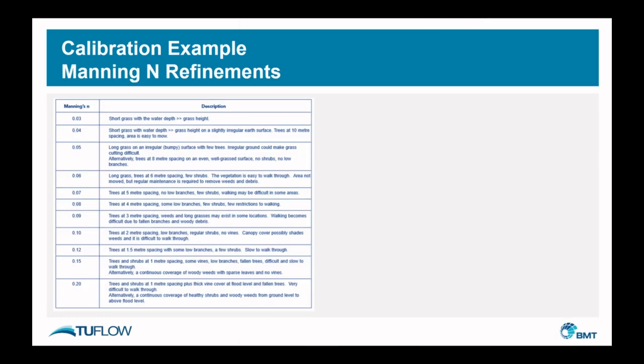You'll notice I haven't spoken about Manning's N up until now. Typically I would try and lock in all of my topographic improvements, so elevation improvements, prior to even considering any changes or refinements to Manning's N. This way it ensures that any Manning's N updates I do make aren't compensating for other errors in the model.